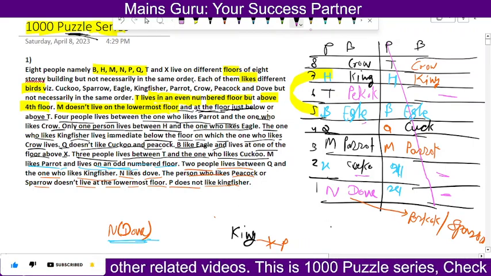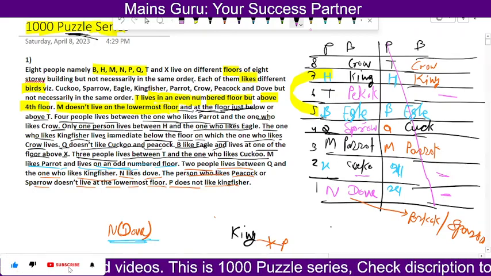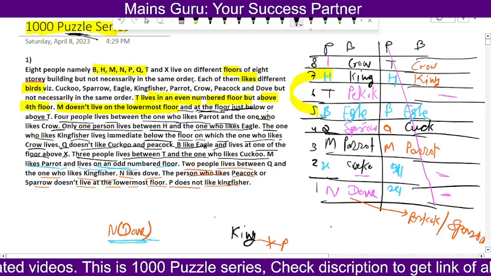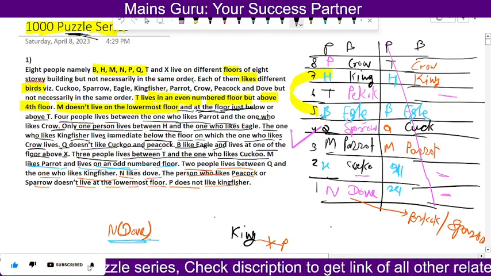And now what is left? Sparrow is left, I think. Sparrow will go here. And now what is left? One more person is left, I think, P. So P will go here. I hope you understand. This is our final solution.